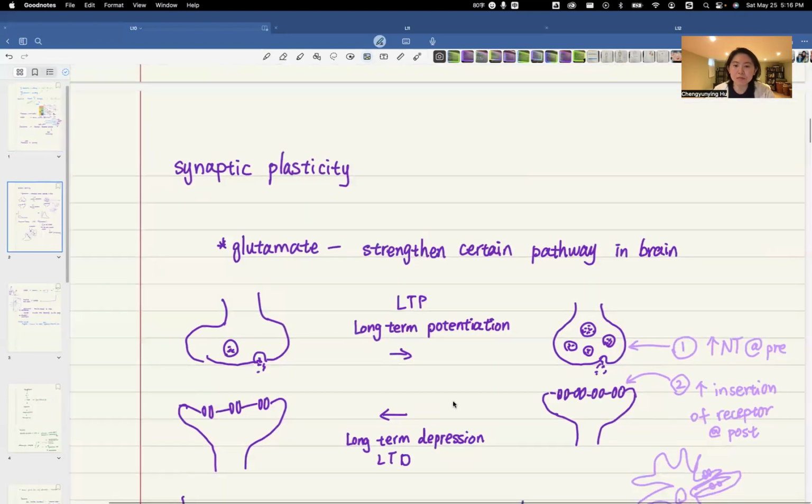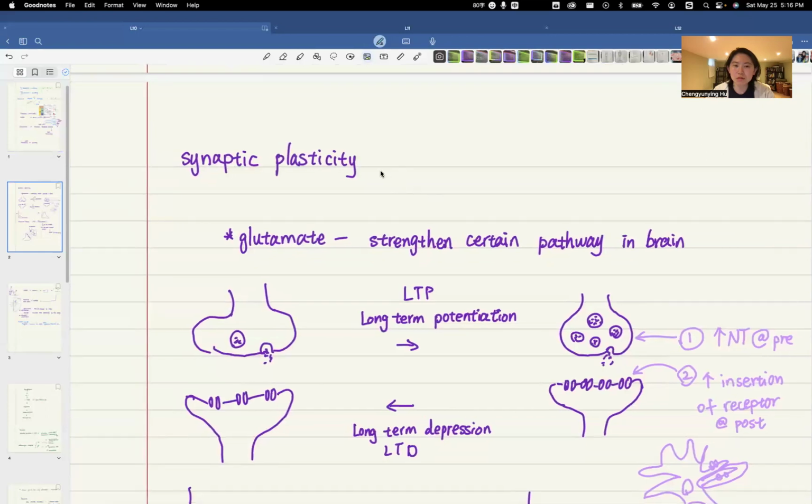And glutamate is used during memorization. How we remember things is through repetition. Why repetition helps? Because by repeating something, our brain knows, okay, this thing is important. I'm going to enhance this pathway. How do they enhance it? Is through producing more glutamate at the synapse of the neuron and by inserting more receptor at the postsynaptic neuron.